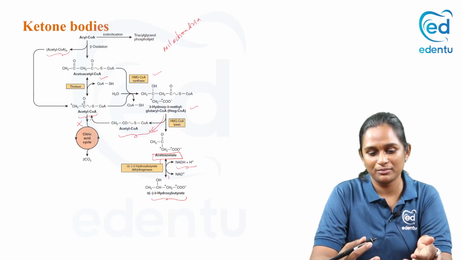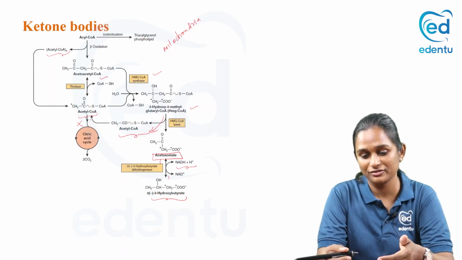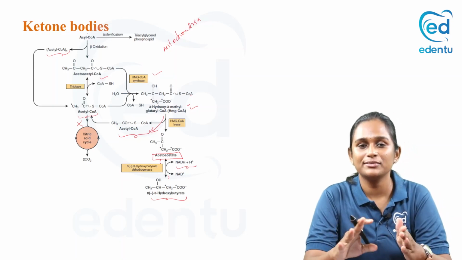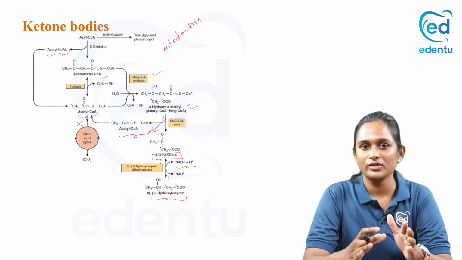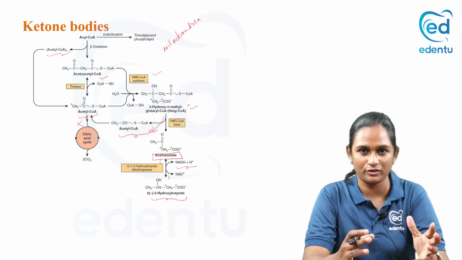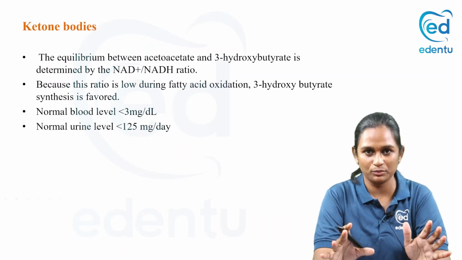Acetyl-CoA will combine and form acetoacetyl-CoA. Acetoacetyl-CoA will take one more acetyl-CoA and form HMG-CoA. Till this step, it is kind of similar between cholesterol synthesis and ketone body synthesis, but the difference is cholesterol synthesis is happening in the cytosol, whereas ketone body synthesis is happening in the mitochondria. Okay, so far we have synthesized ketone bodies.